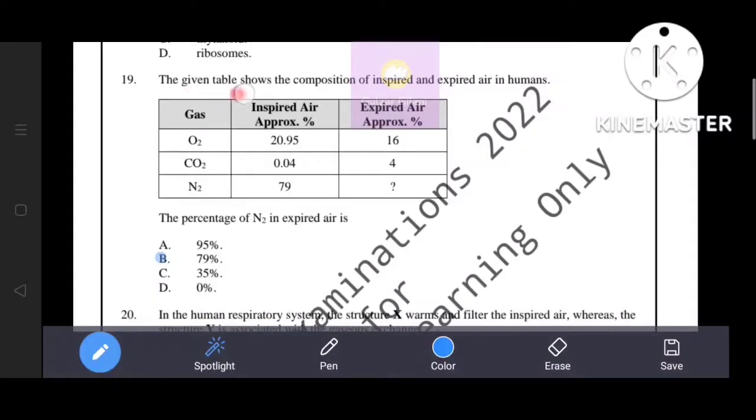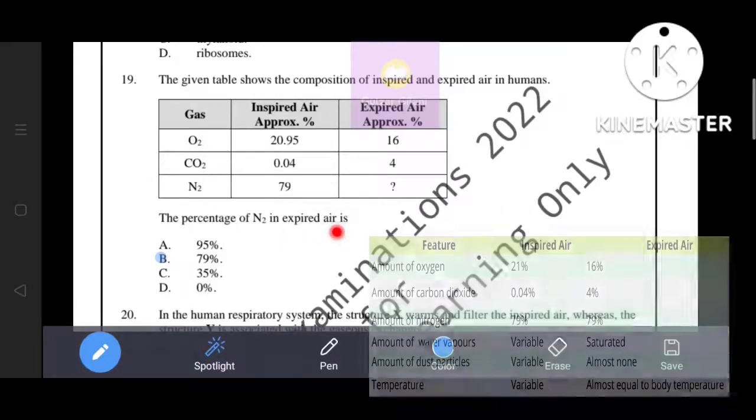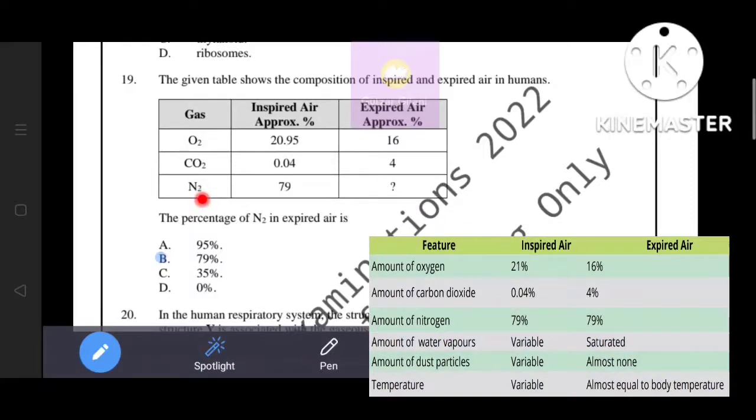The given table shows the composition of inspired and expired air in humans. The percentage of nitrogen in expired air is the same as in inspired air. That's why option B, 79%, is the correct answer. The percentage of oxygen decreases in expired air and carbon dioxide increases, while nitrogen remains the same. That's why option B, 79%, is the correct answer.